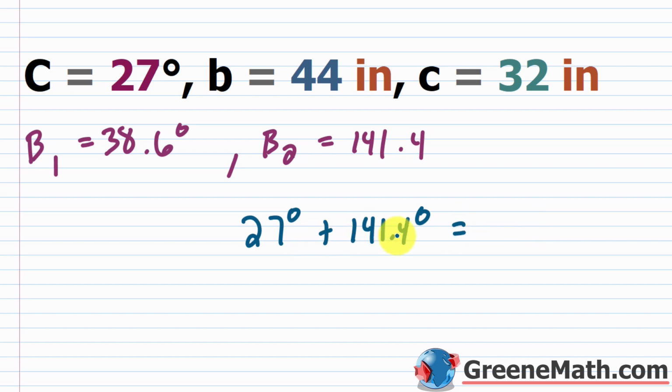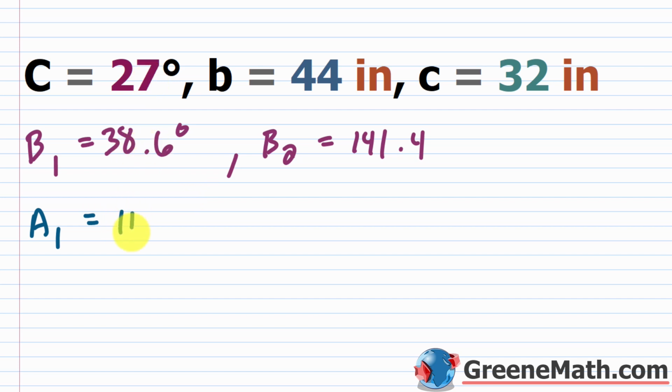So if I perform this addition, I get 168.4 degrees. So that tells me I have two triangles. Let's get rid of this. And let's say now that this is A sub 1. And again, you just do 180 degrees minus 27 degrees minus 38.6 degrees. And that's going to give me 114.4 degrees.